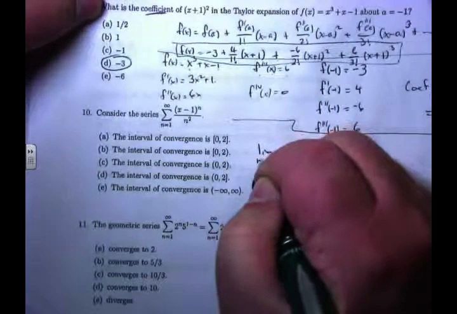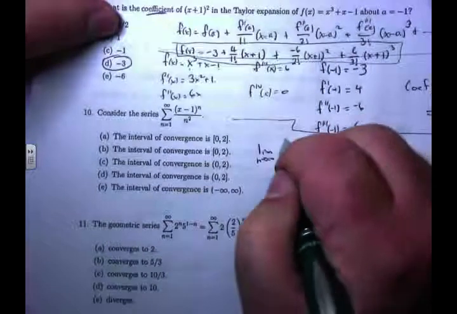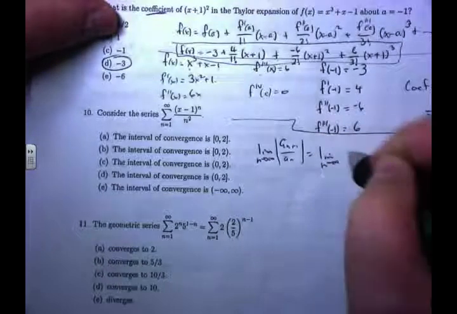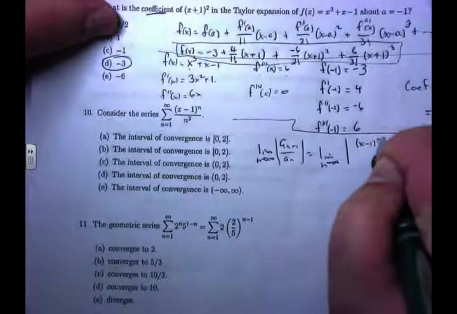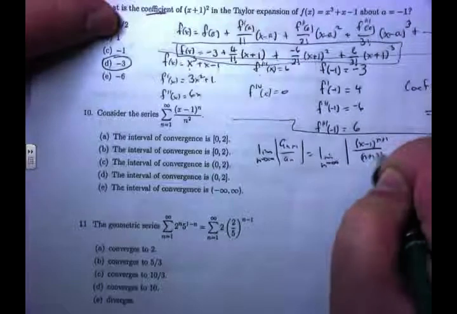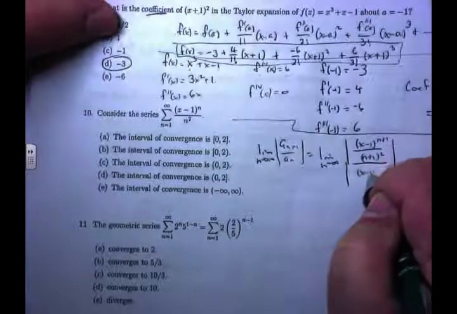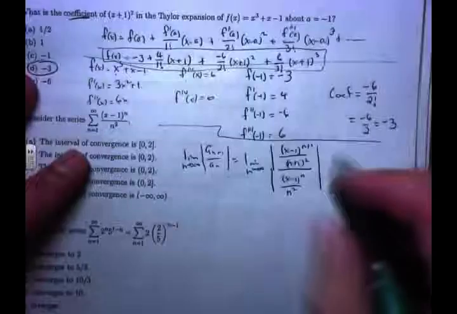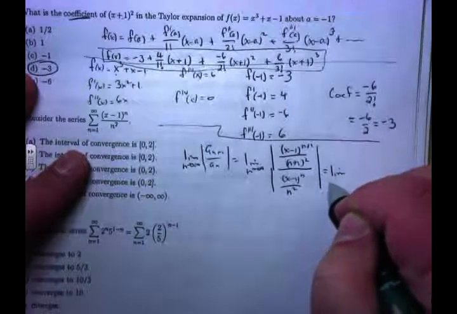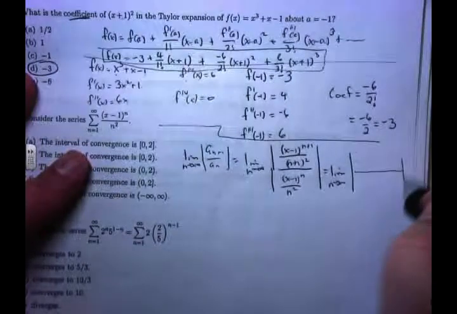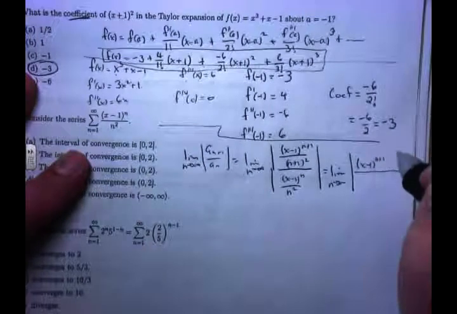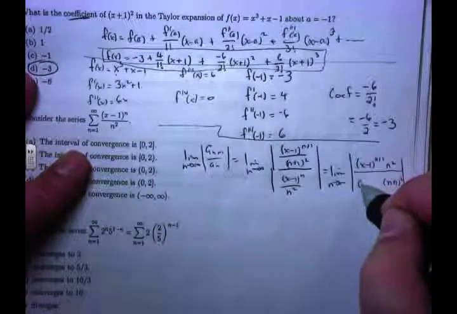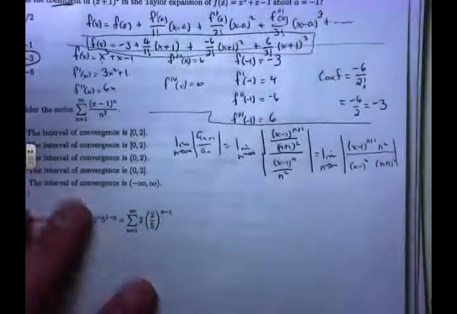So I'm going to take the limit as n approaches infinity of the absolute value of a sub n plus 1 over a sub n. This will be the limit as n approaches infinity of x minus 1 to the n plus 1 over n plus 1 squared, divided by x minus 1 to the n over n squared. When I flip and multiply, this would be equal to the limit as n approaches infinity of the absolute value of x minus 1 to the n plus 1 over n plus 1 squared. Flip it up, the n squared shows up on top, and the x minus 1 to the n shows up on bottom.